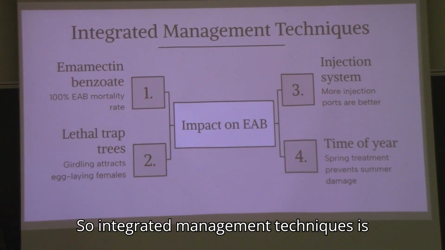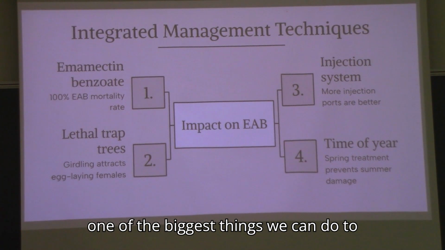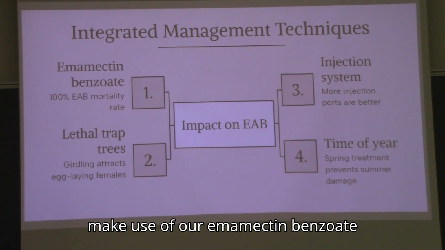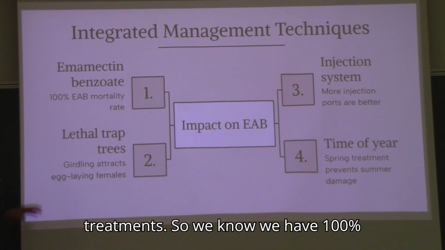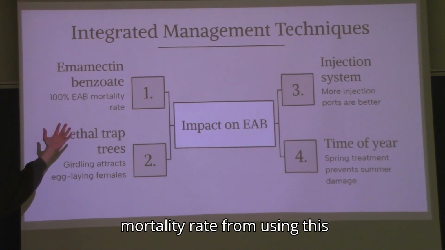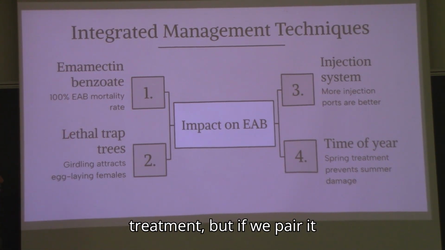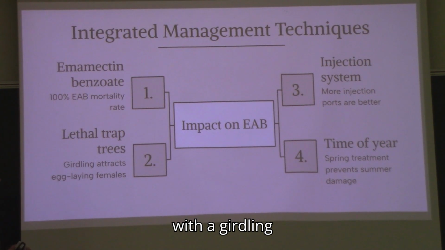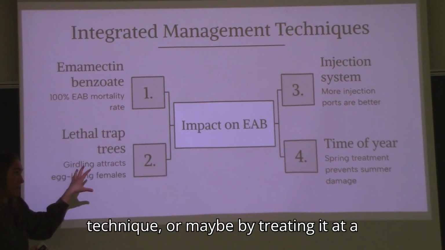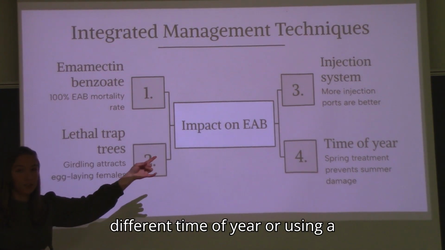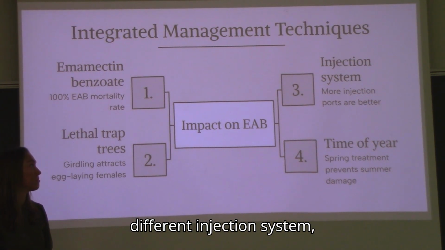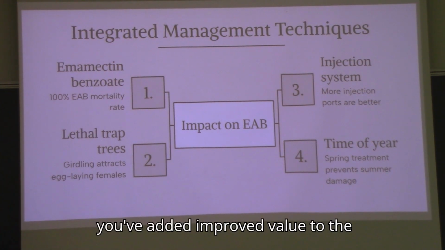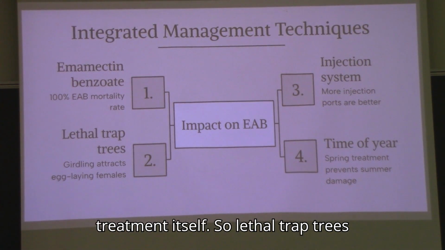So integrated management techniques is one of the biggest things we can do to make use of our emamectin benzoate treatments. So we know we have a 100% mortality rate from using this treatment, but if we pair it with a girdling technique, or maybe by treating it at a different time of year or using a different injection system, you've added improved value to the treatment itself.